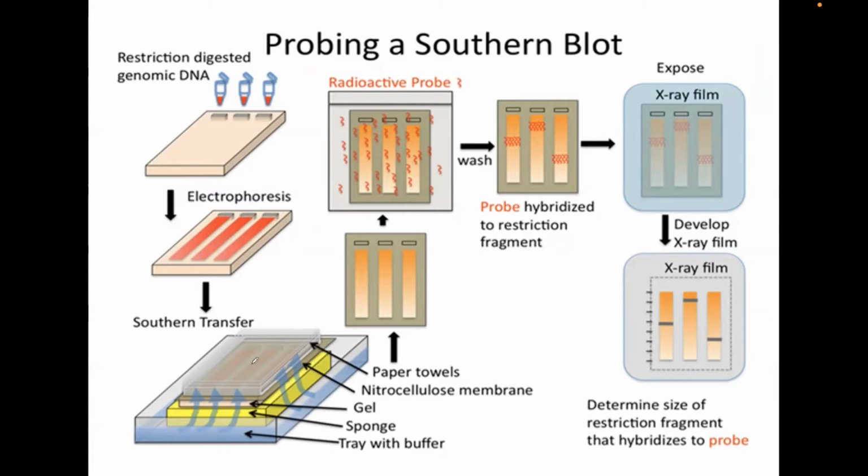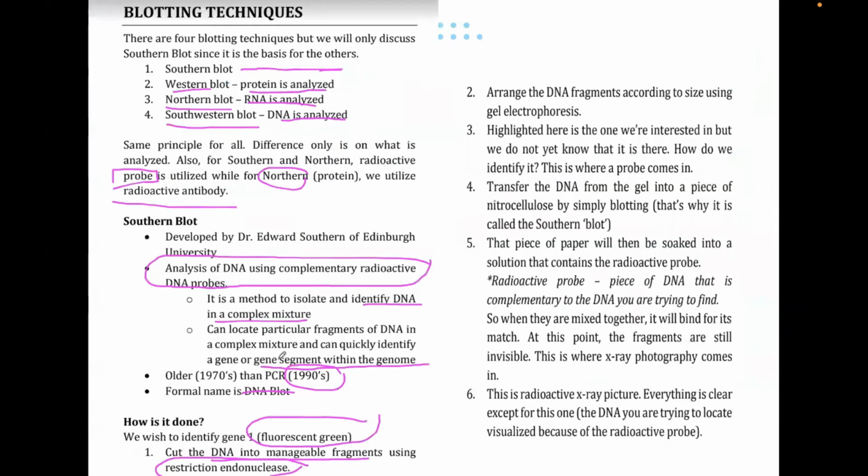And then doon napapasok yung mga parang blotting paper. Okay, what we call, kaya nga siya blotting paper. Parang ganun yung kanyang mechanism. Next, highlighted here is the one we're interested in, but we do not know yet that it is there. How do we know to identify it? This is where your probe comes in.